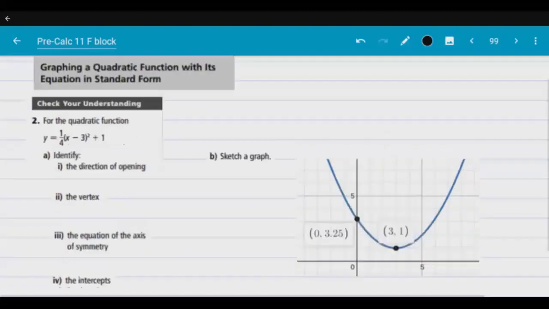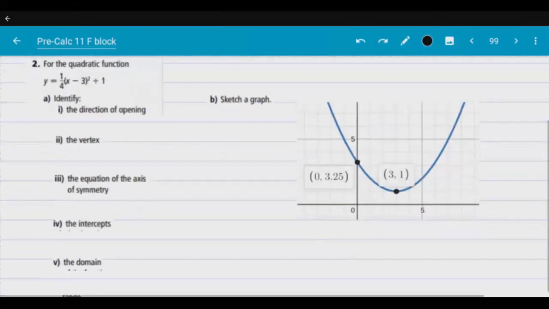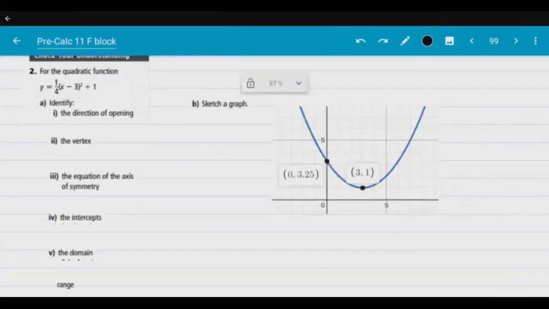Here we go. This is page 300 for the quadratic function right here. Identify the direction of opening, the vertex, the equation of the axis of symmetry, the intercepts, and the domain and range. And then you're supposed to do the graph. Now, as you can see, I already have the graph with me. But let's just say that you don't have the graph yet. Is there a way to figure out the answers to all of these without having the graph? And the answer is yes.